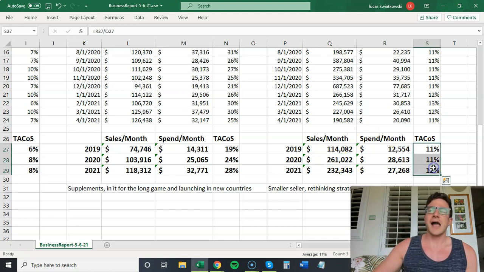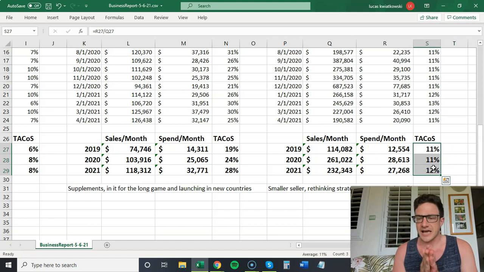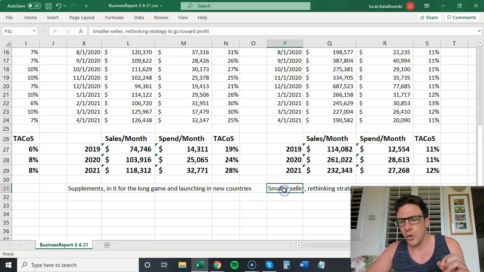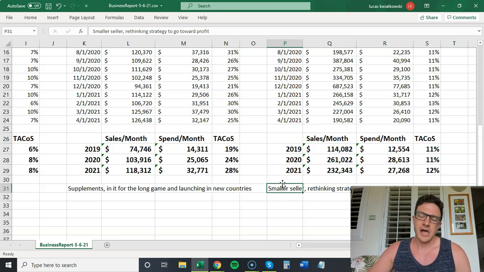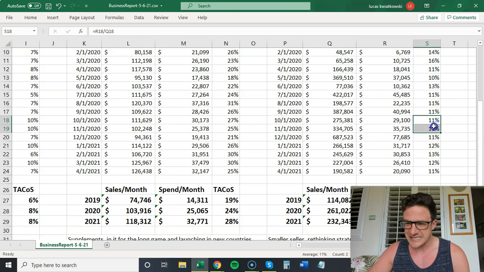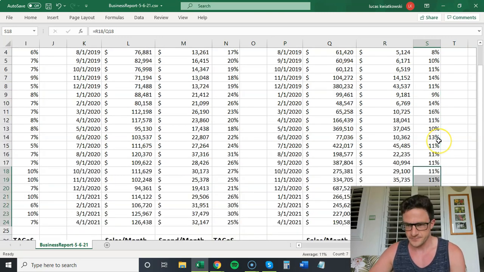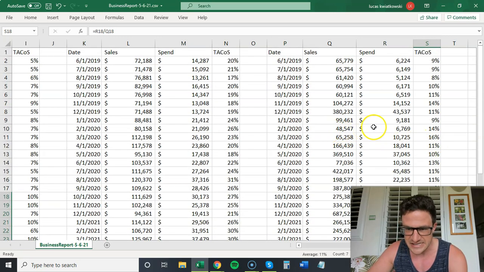But I've talked with this guy, and he's like, listen, we're at a plateau right now. He's only got about 10 products, and he's not really adding much more. So this is a case where we're rethinking the strategy, and we're saying, okay, our TACoS is consistently a little higher than we want it to be. We really need to be at 9 or 10% here.